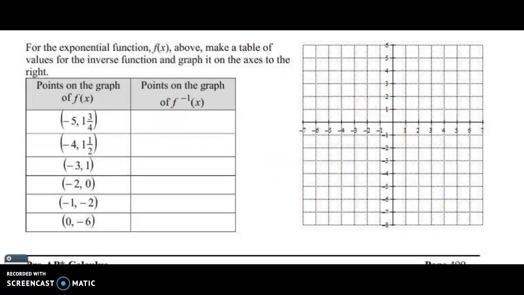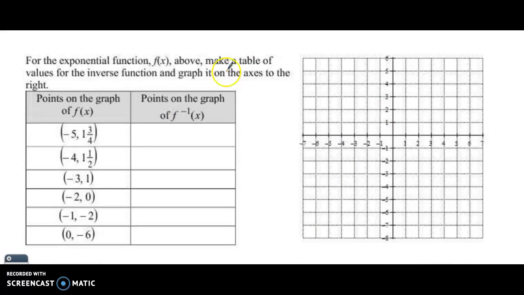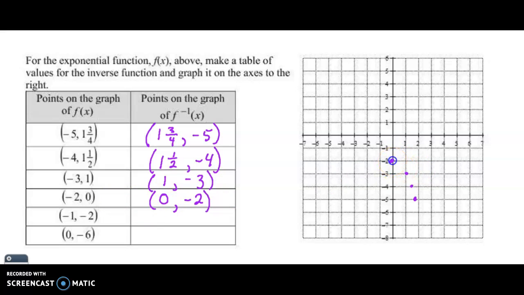This is the bottom of the page if you're following along, page 499 if I use the same page as yours. But that 1 3/4 would be placed as the x coordinate. So 1 3/4, down 5. And then 1 1/2, and then down 4. And then 1, negative 3. So right 1, down 3. 0, negative 2. Negative 2, negative 1. And then negative 6, 0.